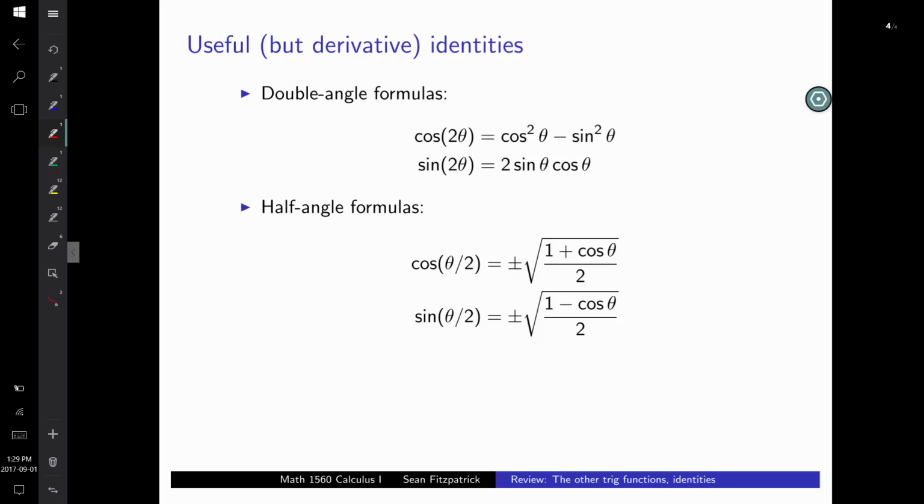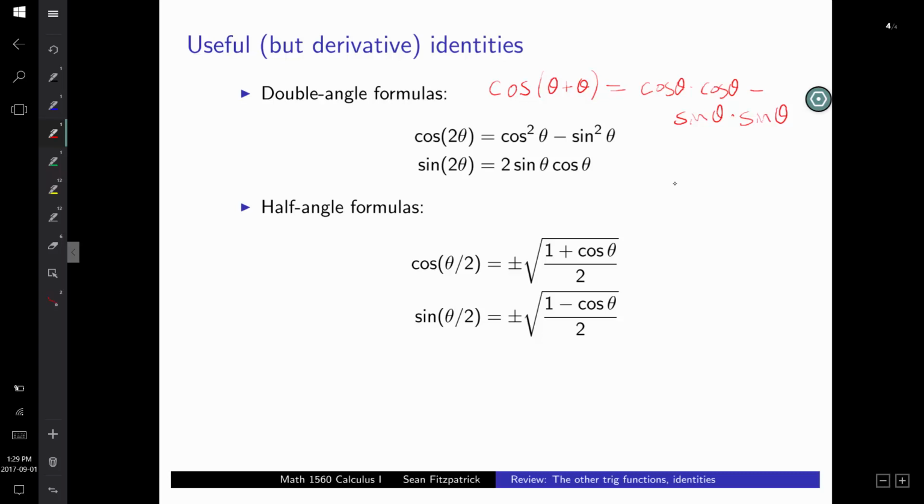And by the way, the reason I say that these are kind of derivative, they can be derived from the other ones, because 2 theta, of course, is just theta plus theta. And so if you go back and you set x and y both equal to theta in the addition formula I gave you on the previous slide, then you say, well, this is cos theta times cos theta minus sine theta times sine theta. And of course that gives you the cos squared theta minus sine squared theta.